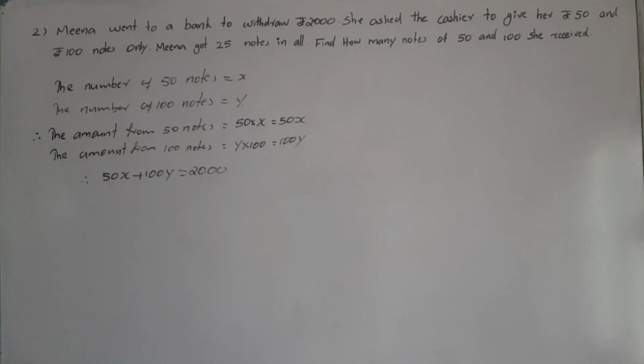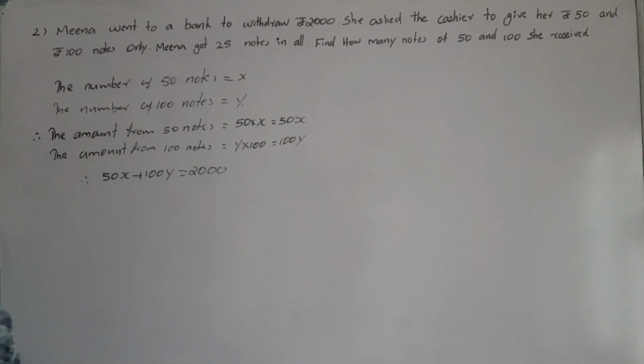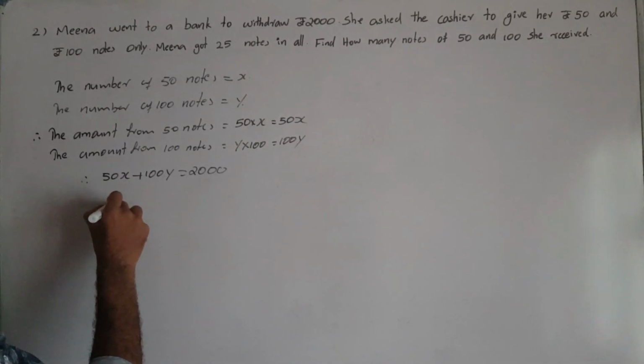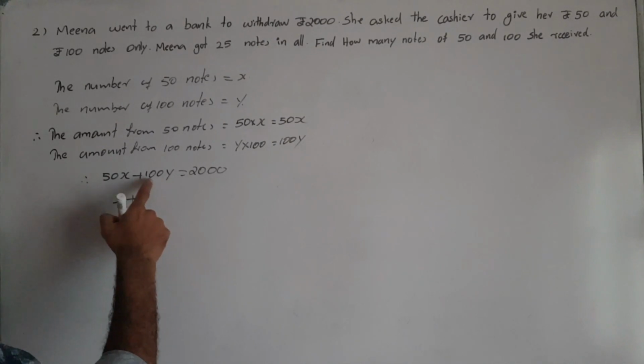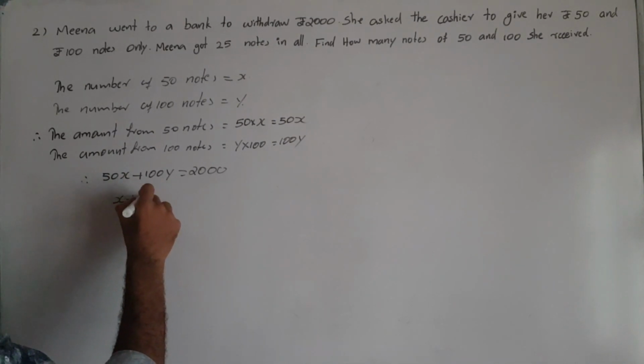This 50, 100 and 2000 is possible to reduce by 50. Correct? So we are dividing this equation by 50. Then what we get? 50x divided by 50 is x. x plus 100y divided by 50. 100 divided by 50 is 2.